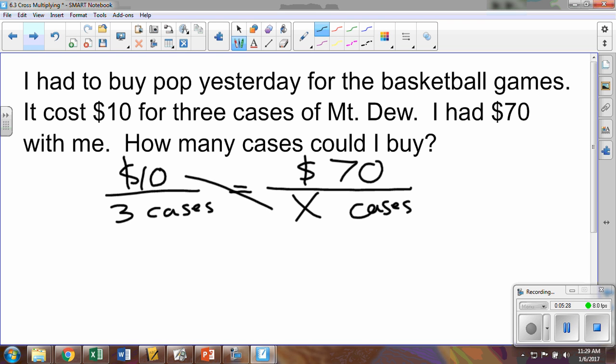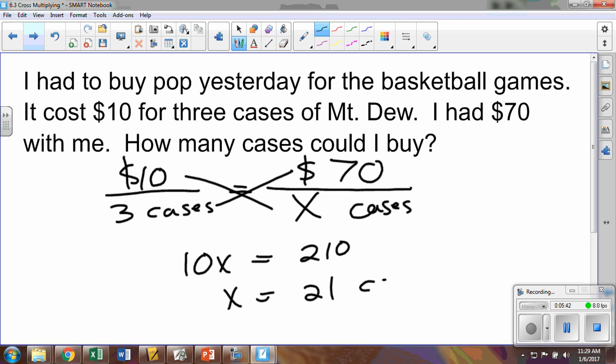So 10x, 3 times 70 gives us 210. Dividing out by 10 says 21 cases. I was able to buy 21 cases of Mountain Dew. That's a lot of Mountain Dew. And that's it, we're done.